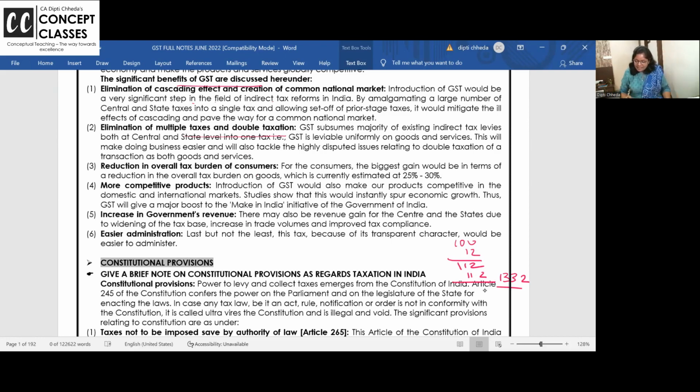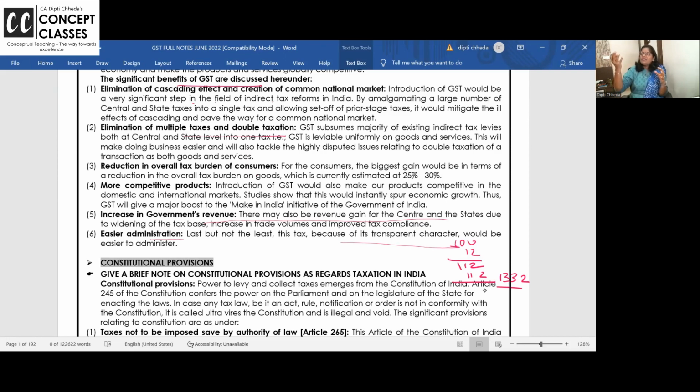So definitely it's a huge revenue for the government. Indirect taxes administration is very easy. Just now I have made a table, and isn't it so transparent? What is my output GST? What is my input GST? I pay the tax to the government.